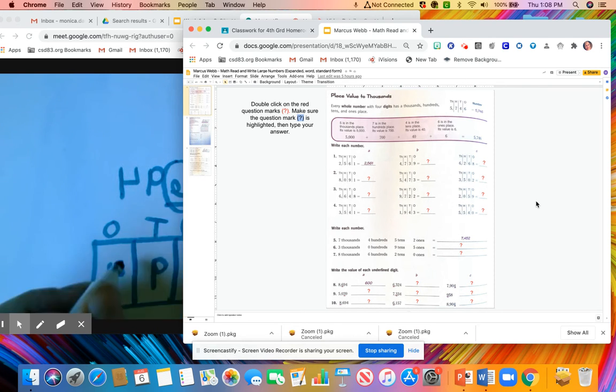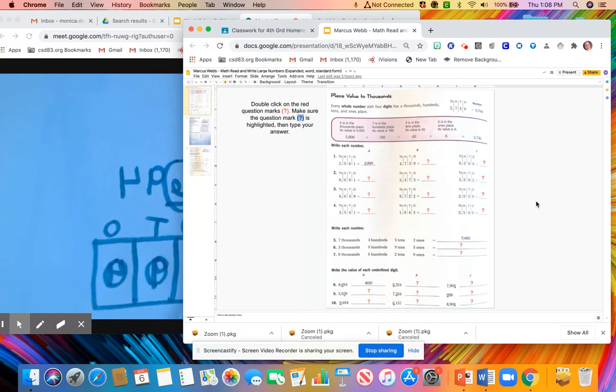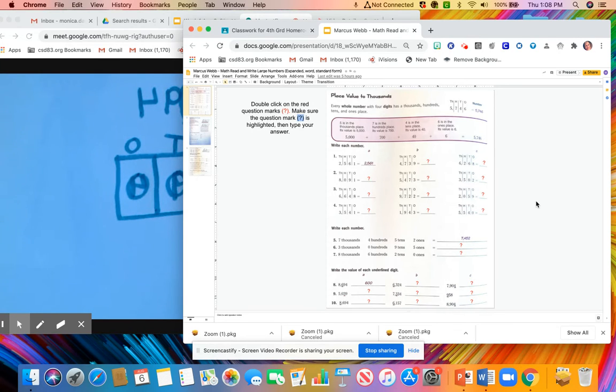But remember, in expanded form, we filled these with zeros. So when we say the value of the 6 is 600, you literally write the number as you're saying it. 600. So the value of the 6 is 600. Okay, I'm going to do another one.